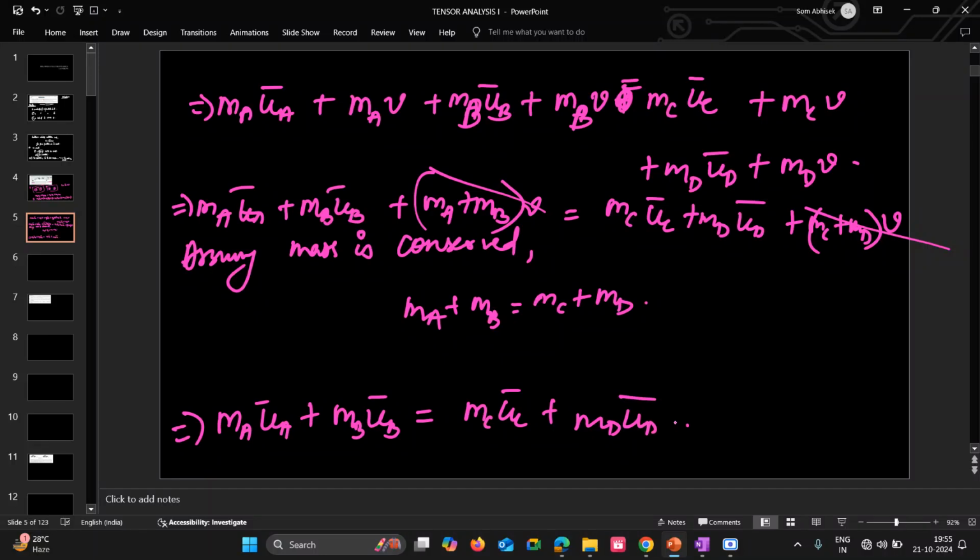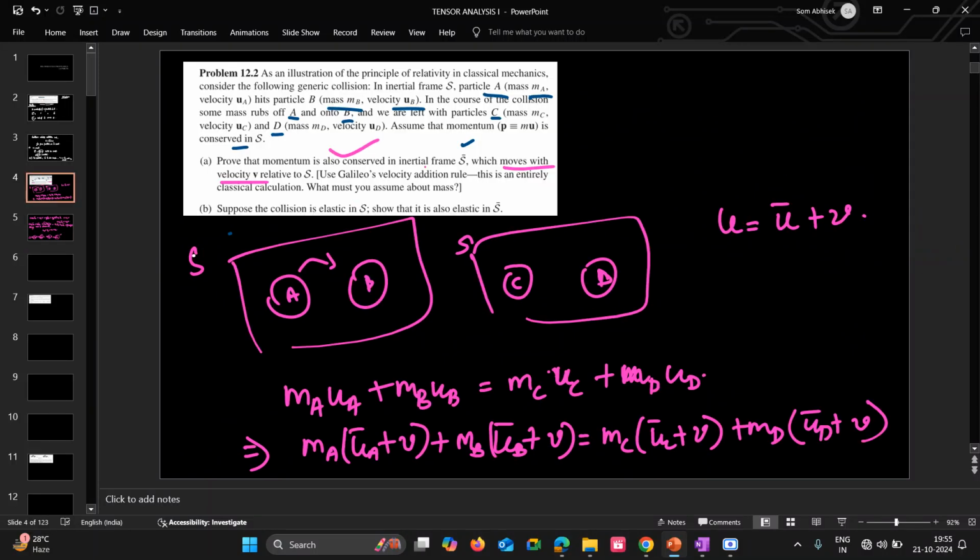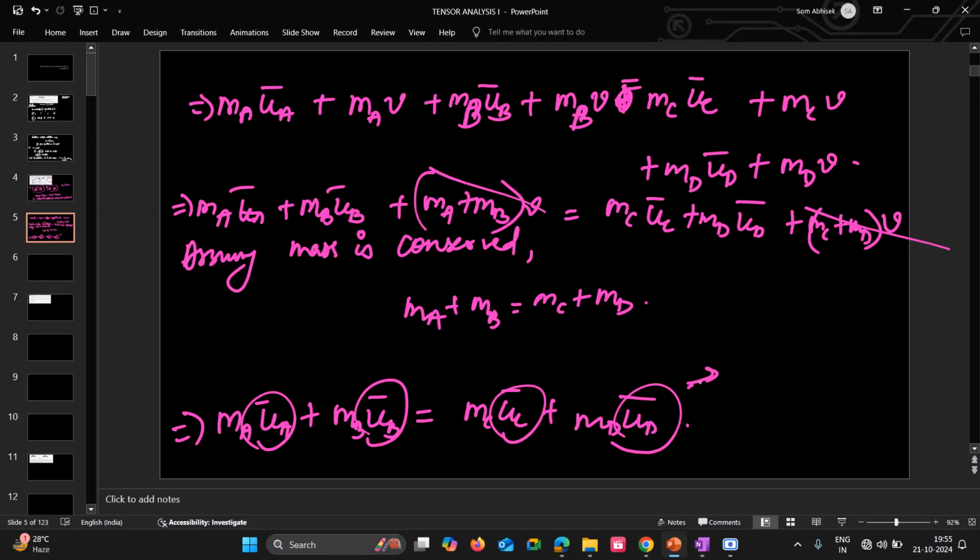Is that alright? So see, this is the momentum with velocity in S bar: velocity of A in S bar, velocity of B in S bar, velocity of C in S bar, velocity of D in S bar. So momentum is conserved in S bar. That's the question: prove that momentum is also conserved in S bar. Is that all right? Okay, what is the next question?